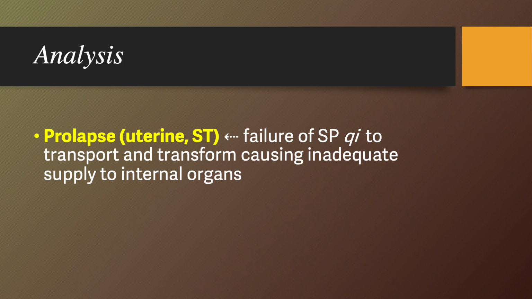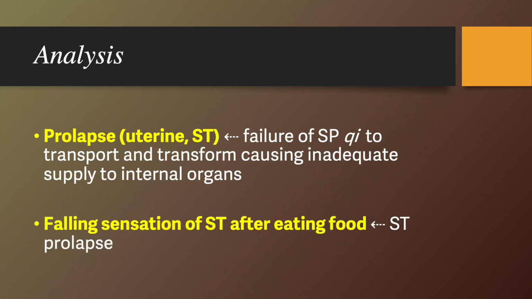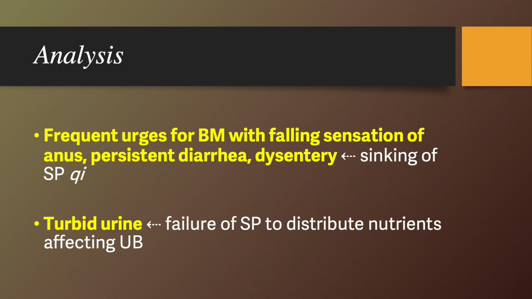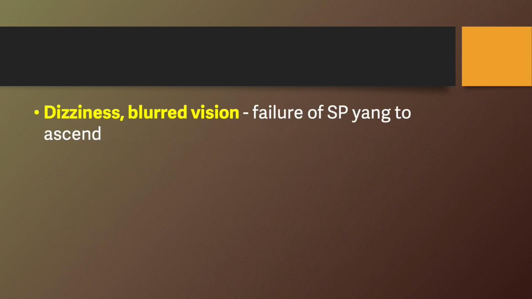Failure of spleen qi to transport and transform may cause inadequate supply to internal organs and subsequent prolapse, such as uterine prolapse or stomach prolapse. Stomach prolapse causes a falling sensation in the stomach, especially after eating food. Sinking of spleen qi causes frequent urges for bowel movements with a falling sensation of the anus, persistent diarrhea, or dysentery. Failure of the spleen to distribute nutrients may affect the urinary bladder, leading to turbid urine.